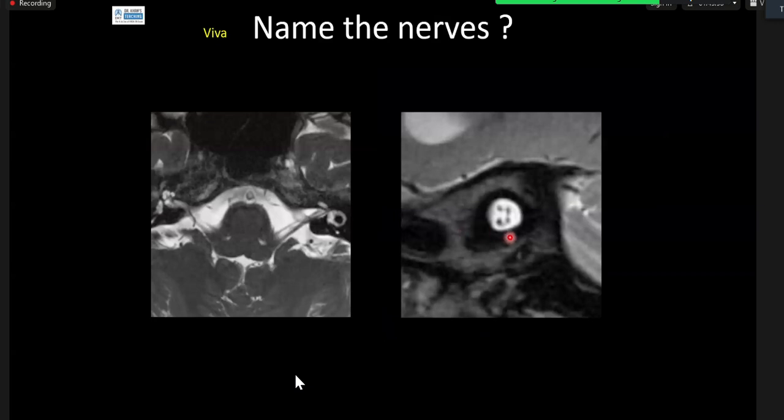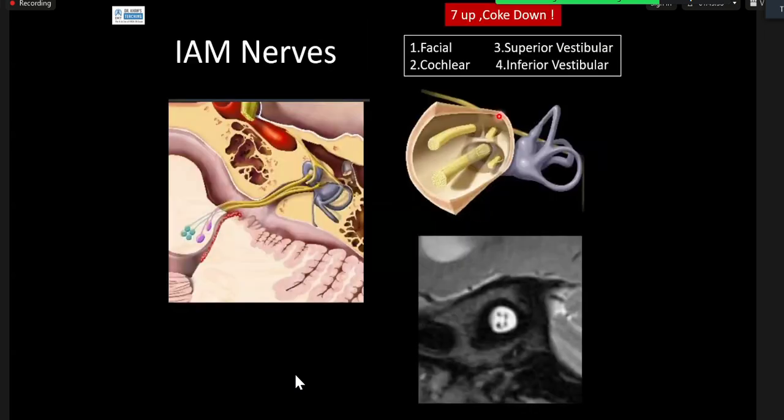So on an MR CISS sequence, on a sagittal oblique, you should have clear-cut concepts that you will see four nerves. So orientation-wise, this is the cerebellum, this is the anterior, this is the posterior. Here you can see four nerves, and the formula is 7 up, Coke down. The seventh nerve, which is superior to the cochlea, is this one. This is the cochlear nerve, which is here anteriorly, superior vestibular, inferior vestibular.